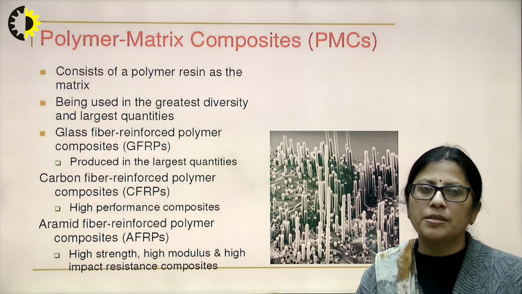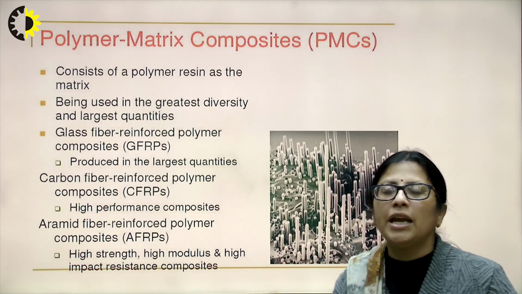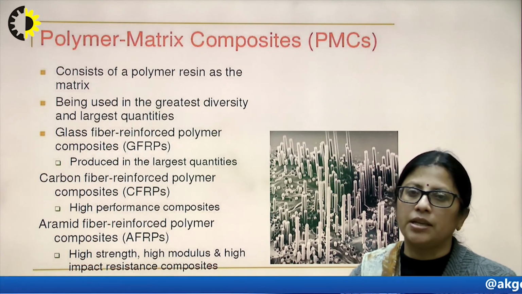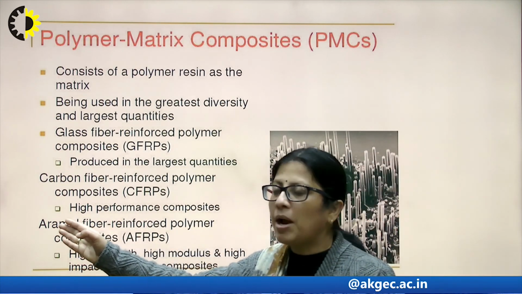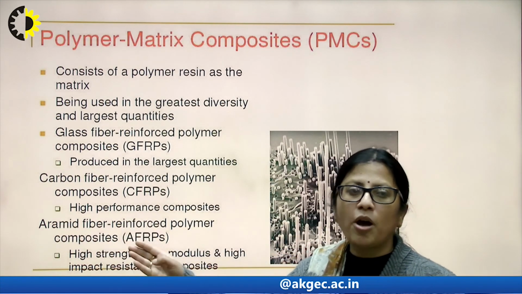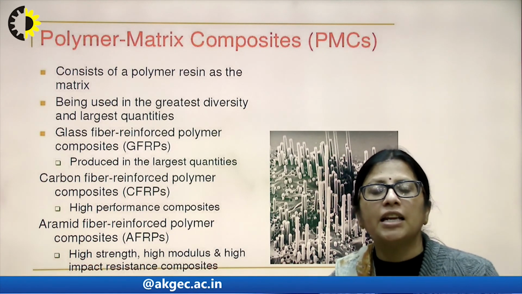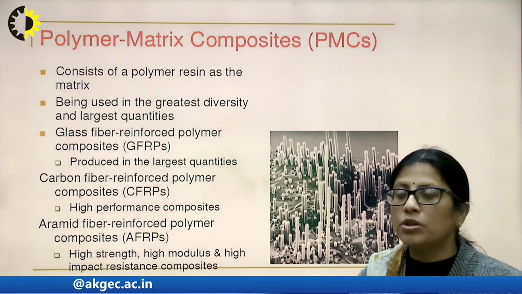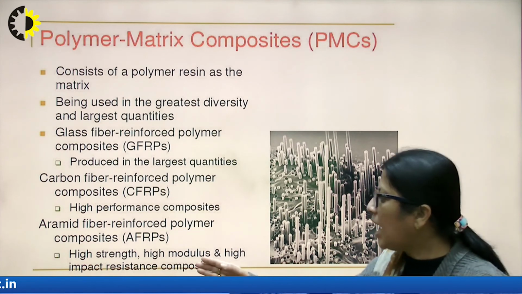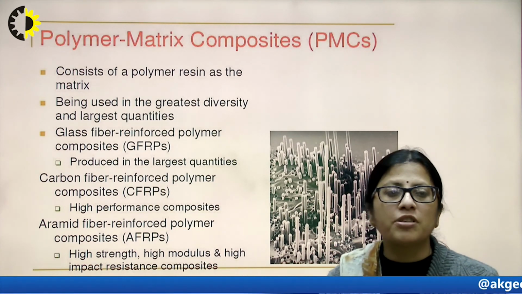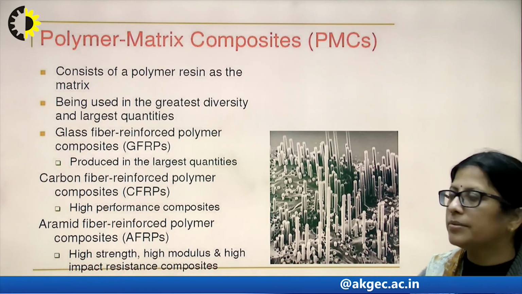and they can be carbon fiber reinforced polymer composites. They are high performance composites because carbon, we know, provides good strength to the material. Then they can be aramid fibers. Aramid fibers are the aromatic amide fibers reinforced polymer composites. Here we can use Kevlar, and you know that Kevlar has high strength. So, aramid fiber composites possess good strength, high modulus and high impact resistance. So, they are high impact resistance composites.